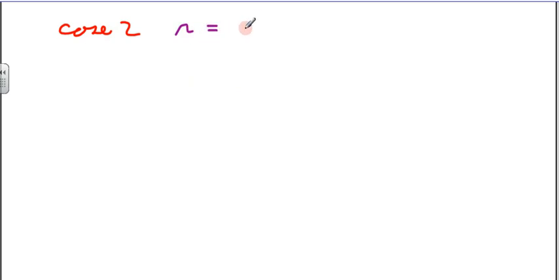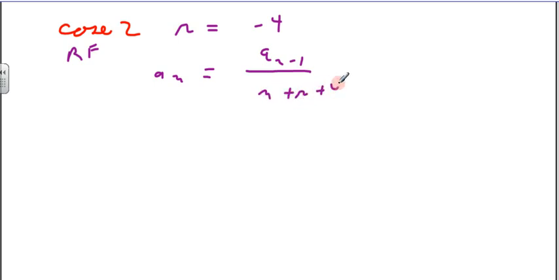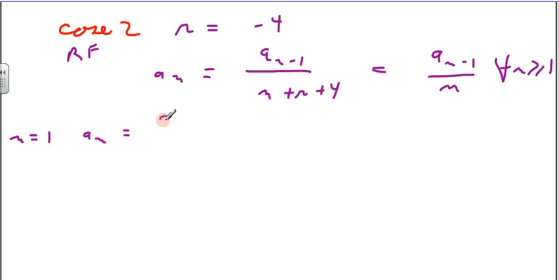R is equal to minus 4. The recurrence formula was a_n is equal to a_(n minus 1) divided by (n plus r plus 4). R is now minus 4, so I just have a_(n minus 1) divided by n, and that'll be good for all n greater than or equal to 1. So I look at n equals 1: a_1 is equal to a_0 divided by 1. I look at n equals 2: a_2 is equal to a_1 divided by 2, also known as a_0 divided by 2.